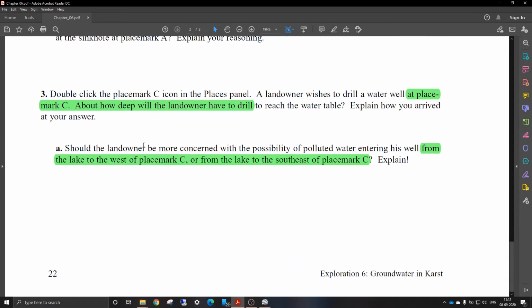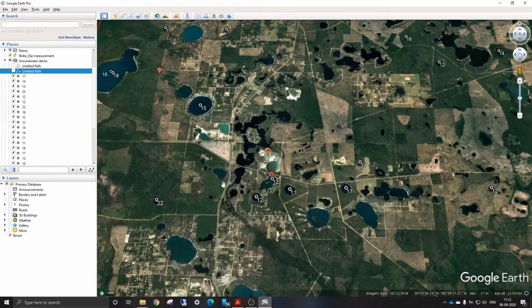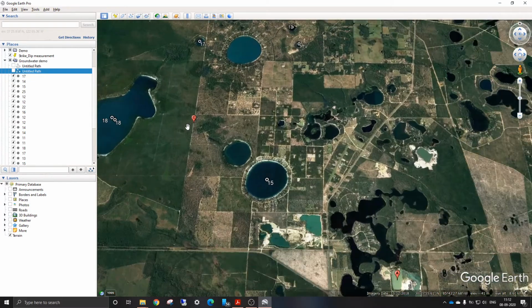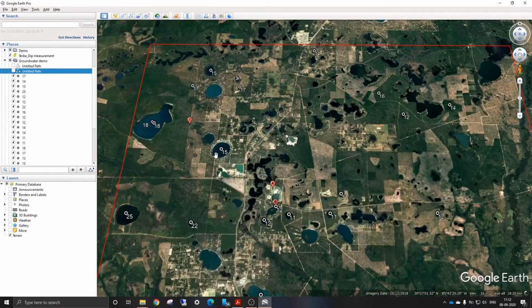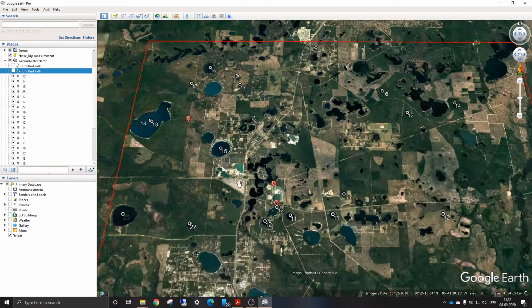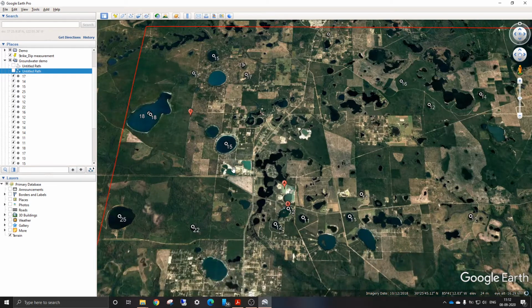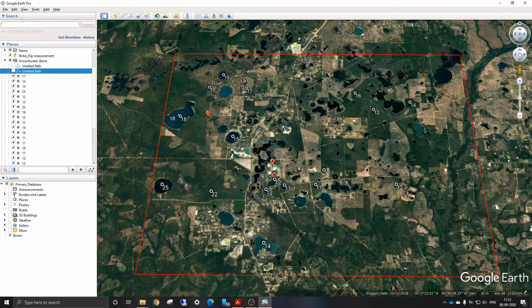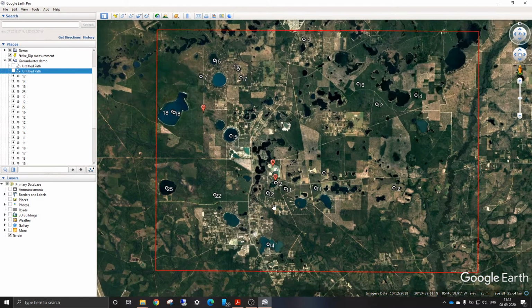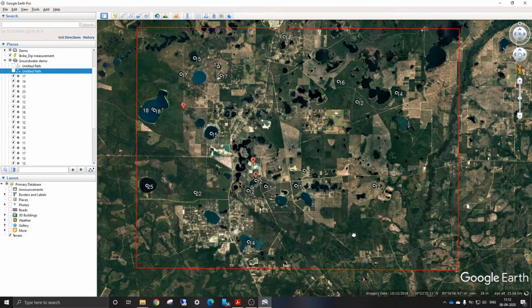Then another question is about C. Let's see, where is it? Here is the C. So this is also a similar question. If one drills a borehole here, will it be contaminated or not? That can also be derived after you draw these contour lines. So this is how you are going to solve this problem.